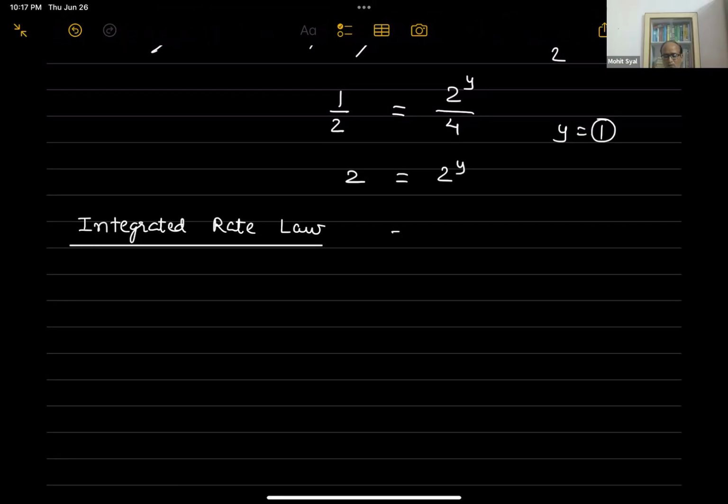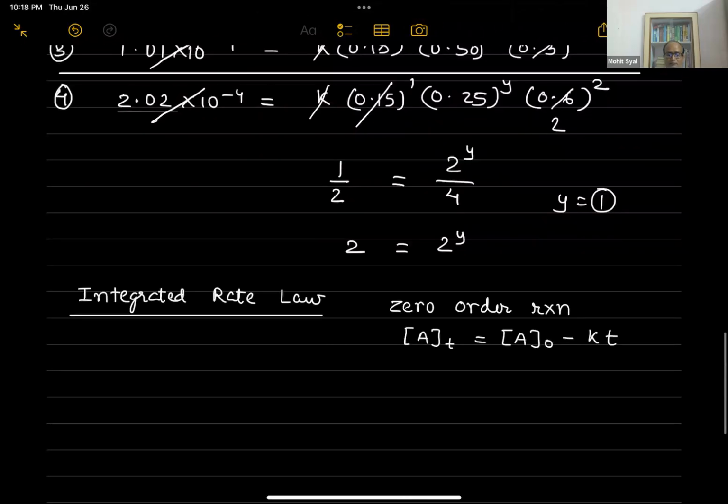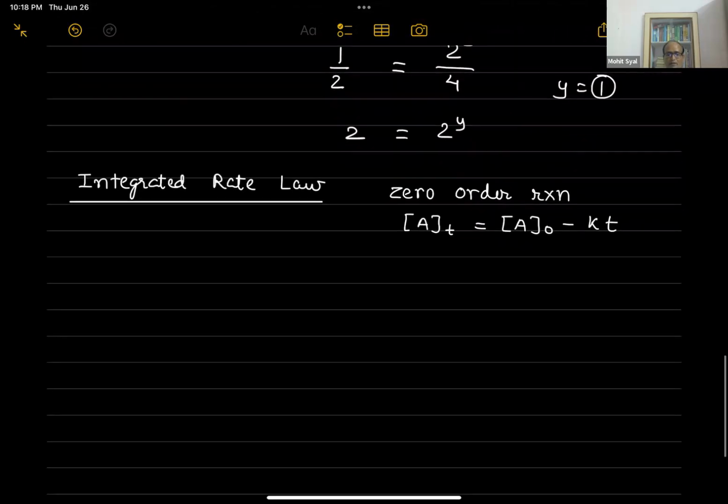Okay. So if I consider a zero order reaction, the concentration at any time will be equal to the initial concentration minus kt. k is the rate constant. Got it?